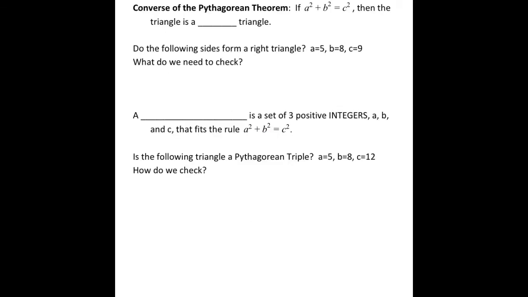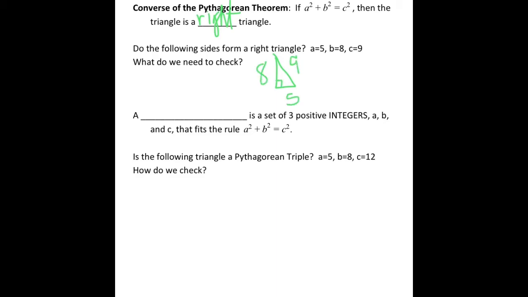So again, the Pythagorean theorem says if a triangle is a right triangle, then a squared plus b squared equals c squared. The converse of the Pythagorean theorem says that if a squared plus b squared equals c squared, then the triangle is a right triangle. So we need to discover if the following sides form a right triangle. I'm given the legs, 5 and 8, and a hypotenuse of 9.